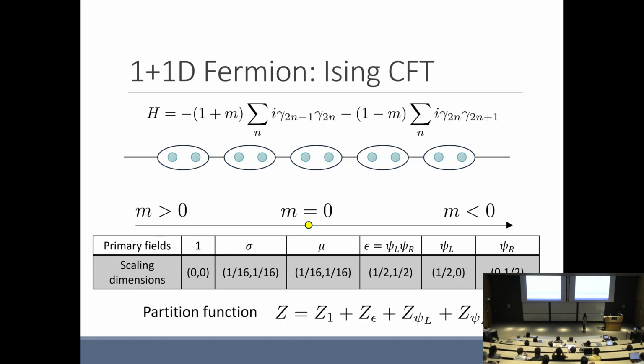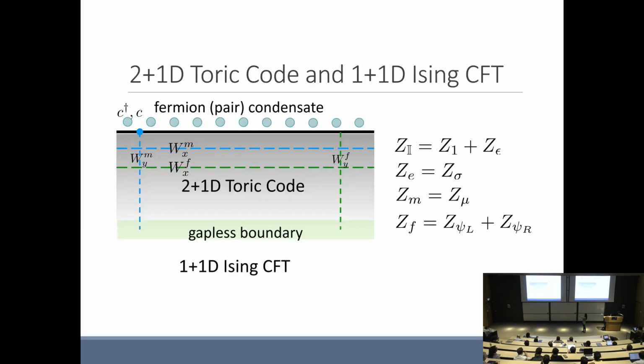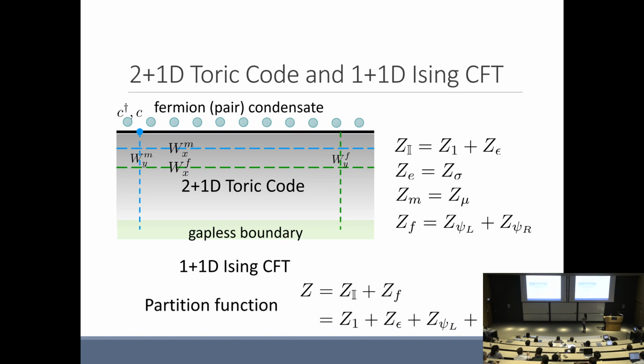And finally, the partition function now contains fermions because this is literally a fermion system, and that can again be understood from the sandwich picture because now the top boundary is fermion condensed. So when we put these sectors together, the identity sector and the fermion sector, we see that the partition function will now contain these four parts. This is not quite modular invariant anymore because this is a fermion system, but it's some extended version of modular invariance.